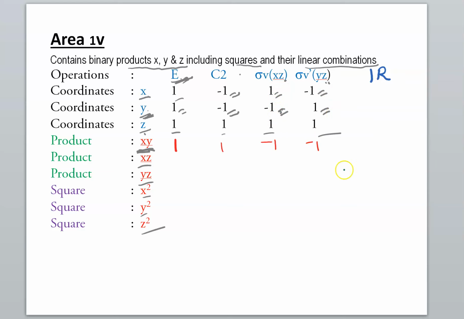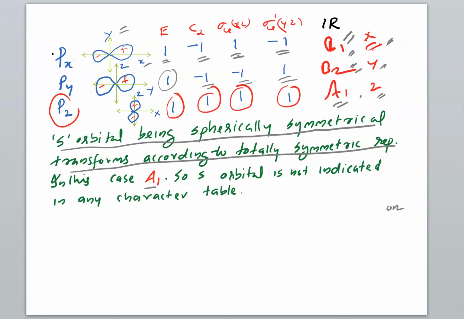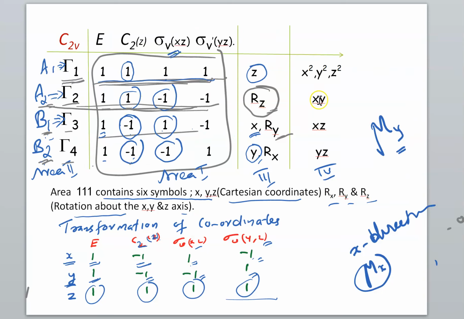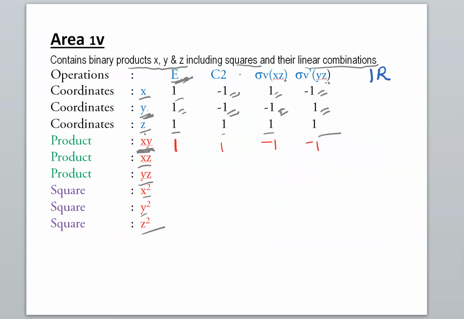Therefore xy transforms as 1, 1, minus 1, minus 1. Yes, correct. Here xy is here. It is A2, 1, 1, minus 1, minus 1. Correct. This irreducible representation is A2. Therefore, xy transforms as A2.